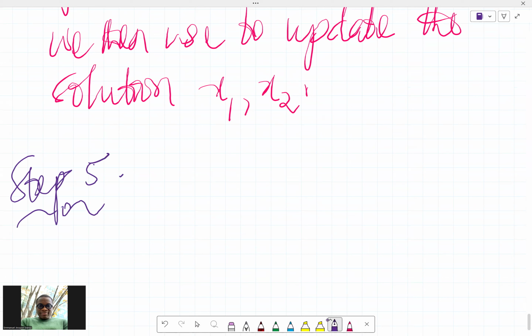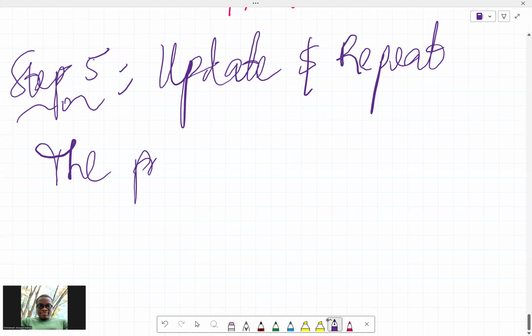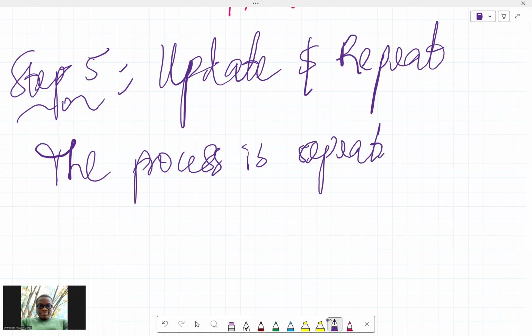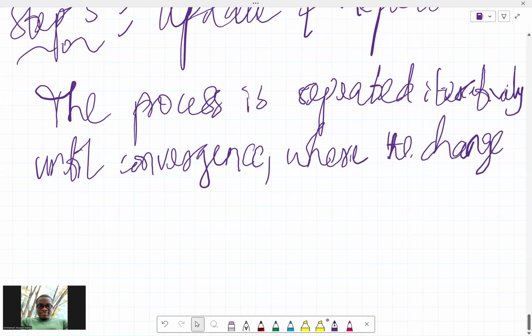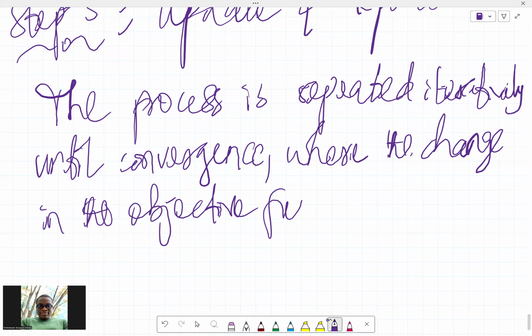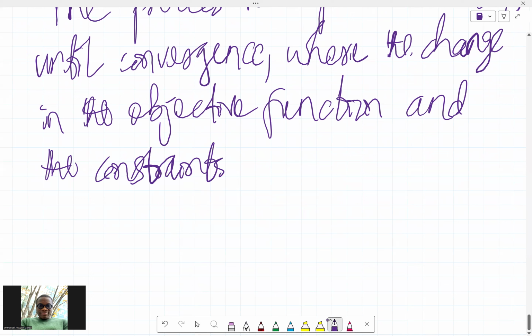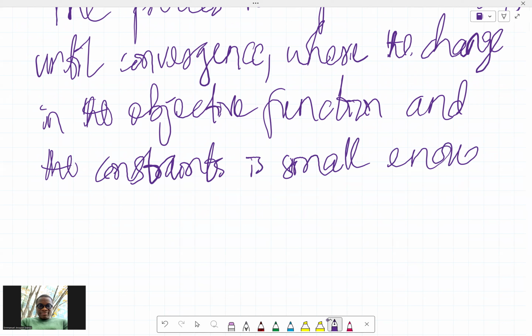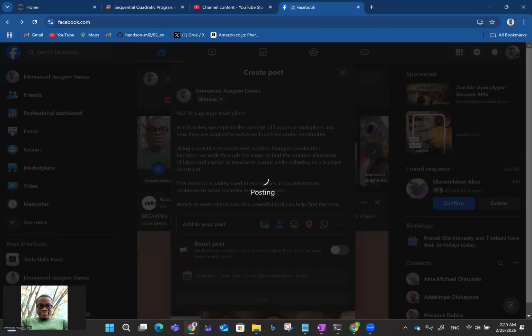Then we go for step 5. Step 5 is to update and repeat, as usual for most numerical processes. So the process is repeated iteratively until convergence, where the change in the objective function and the constraints is small enough. That may take a whole lot of iterations. So at this point, let's go and see the Python code, because having to do this manually is going to be a lot.